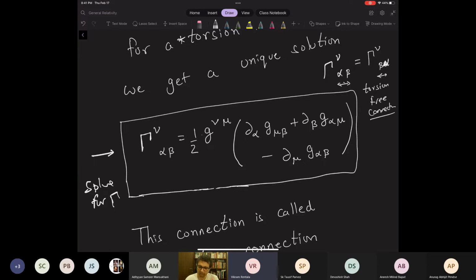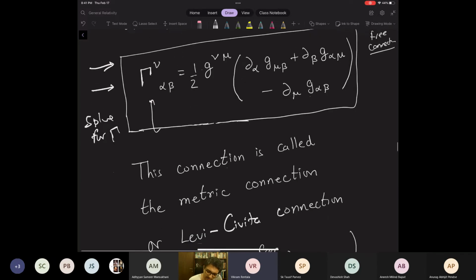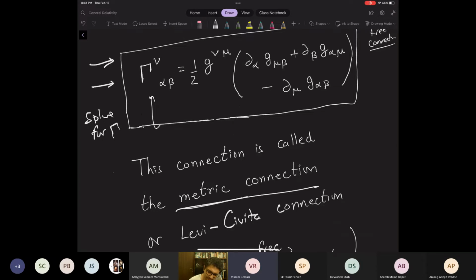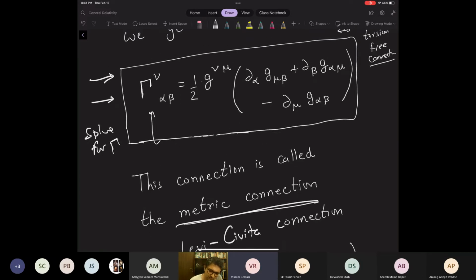But once you make this choice, there is essentially one unique gamma that gets picked out, and this connection is called the metric connection. It's of this form: gamma nu alpha beta is half g nu mu. What is this g nu mu? Remember that if I think of g as a matrix, then g with upper indices is the inverse of this matrix. So I have to take the inverse of that matrix and take the components of that inverse. That is what I mean by this g nu mu.